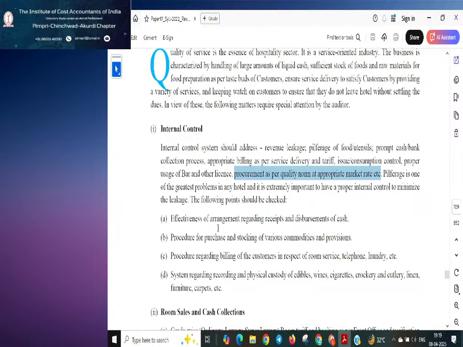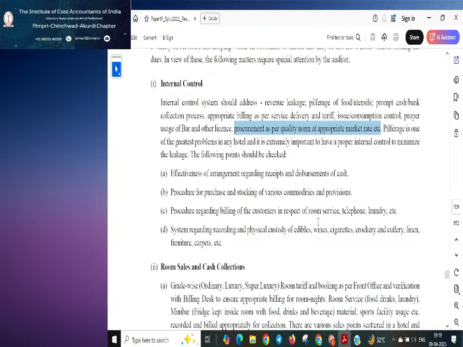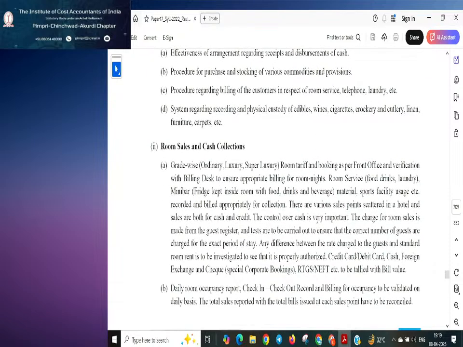Well, coming to room sales and cash collections. Grade wise, as I told, ordinary, luxury, deluxe, super deluxe, with AC, without AC, all these things, room tariffs, how they are fixed. Off season there will be one tariff, when the season is on, the tariff is different. So how the booking is done on the basis of demand, how the tariffs are fixed, and booking as per the front office and verification with the billing desk to ensure appropriate billing for room nights.